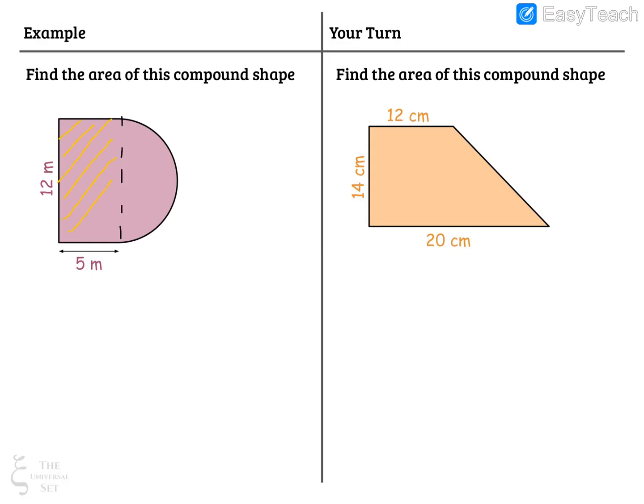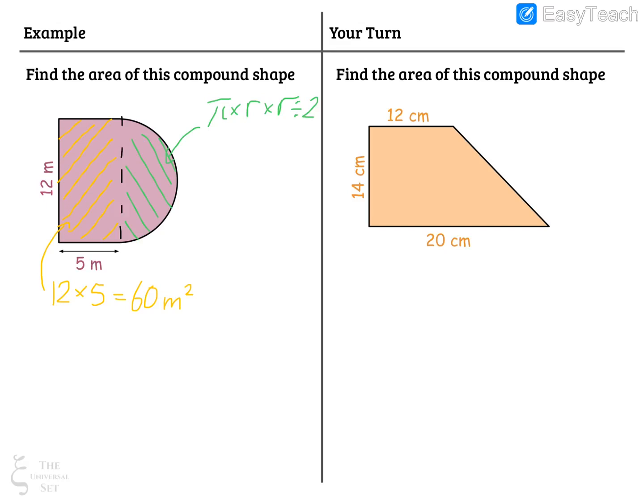So this one here, that's my rectangle, and rectangles, remember, are just length times breadth. So that's going to be 12 times 5, and 12 times 5 is going to be 60 metres squared. And then we've got this semicircle over here, and the area of a circle, remember, is pi times the radius squared, but we haven't got a full circle, we've got a semicircle, so I'm going to have to divide that answer by 2.